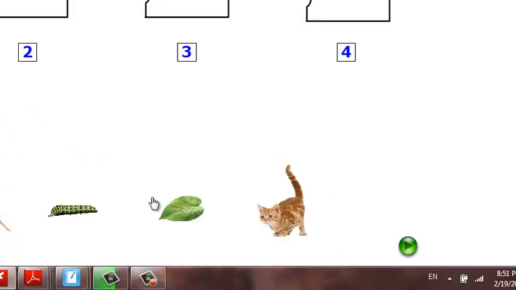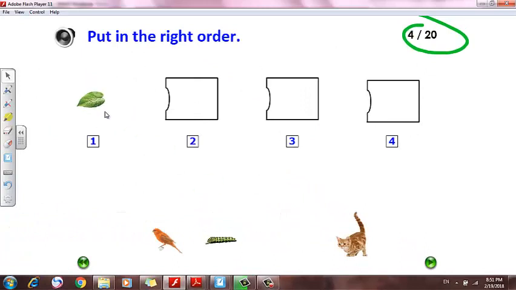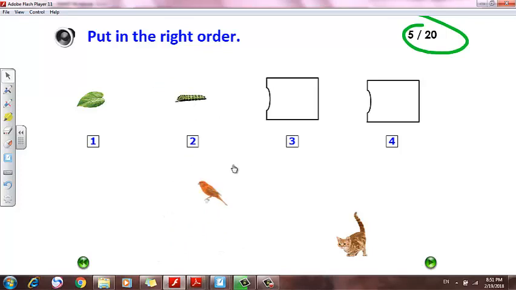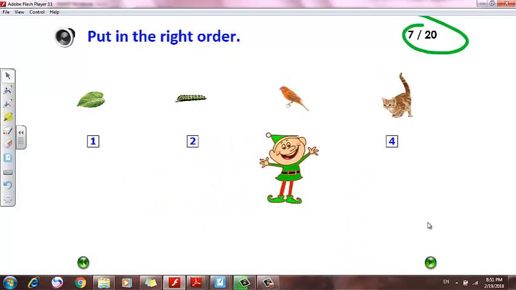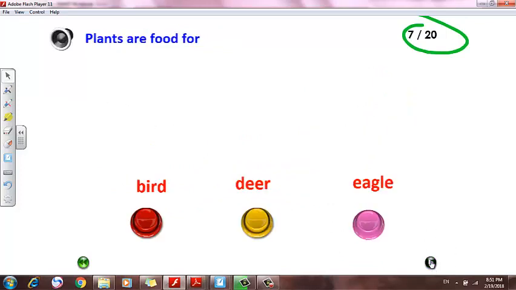Put in the right order. We have to order this food chain, and we said any food chain starts with the plant. Caterpillar eats the plant. Bird eats the caterpillar. Cat eats the bird. Excellent! 3 consumers and 1 producer. Plants are food for bird, deer, eagle, deer.